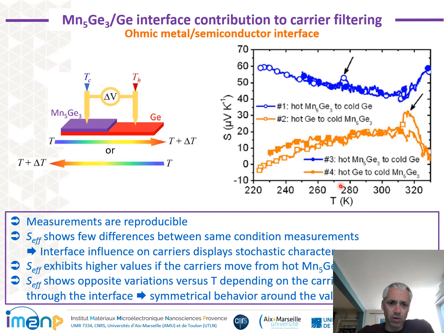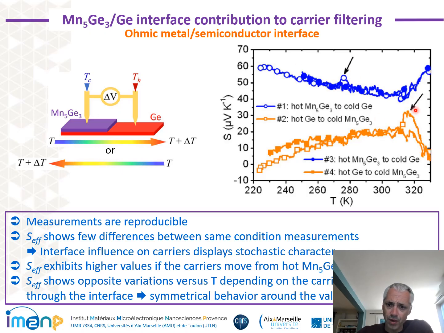So we measured the Seebeck coefficient several times on the same sample in order to check the reproducibility of the measurement. On this graphic I present the variation of the Seebeck coefficient versus temperature, measured on the same sample 4 times, 2 times with the germanium placed on the cold side of the temperature gradient, and 2 times with the germanium placed on the hot side of the temperature gradient. So we can see that the measurements are reproducible.